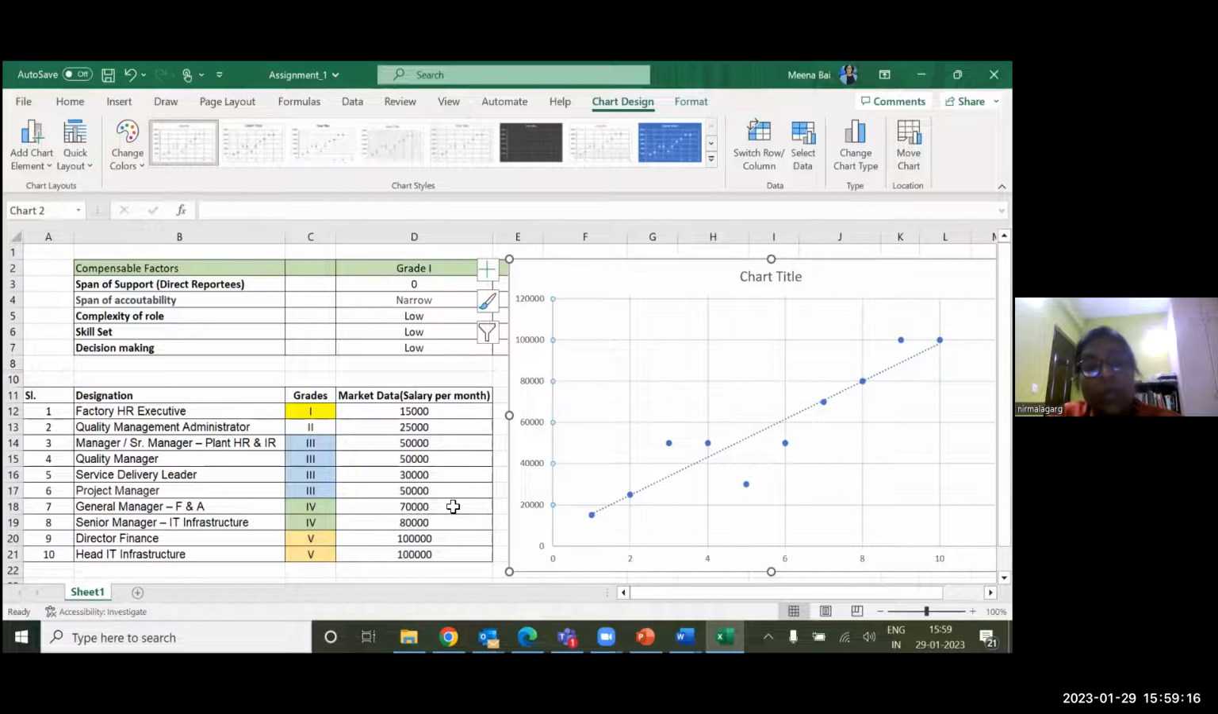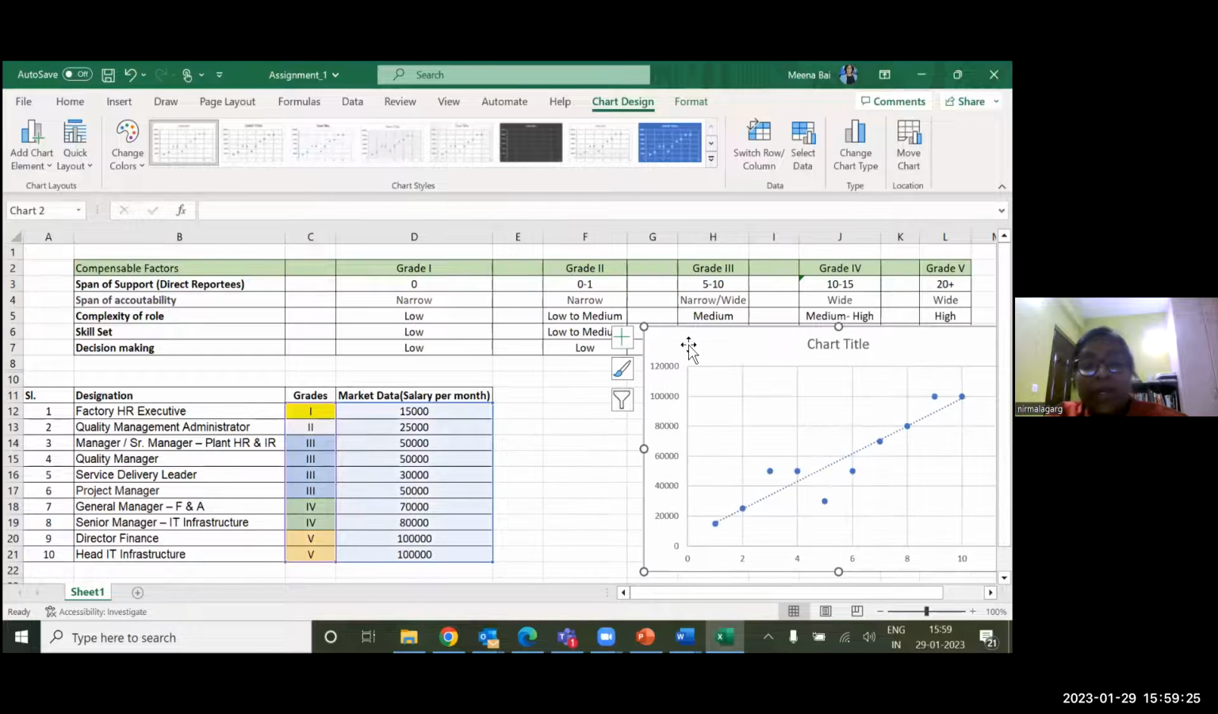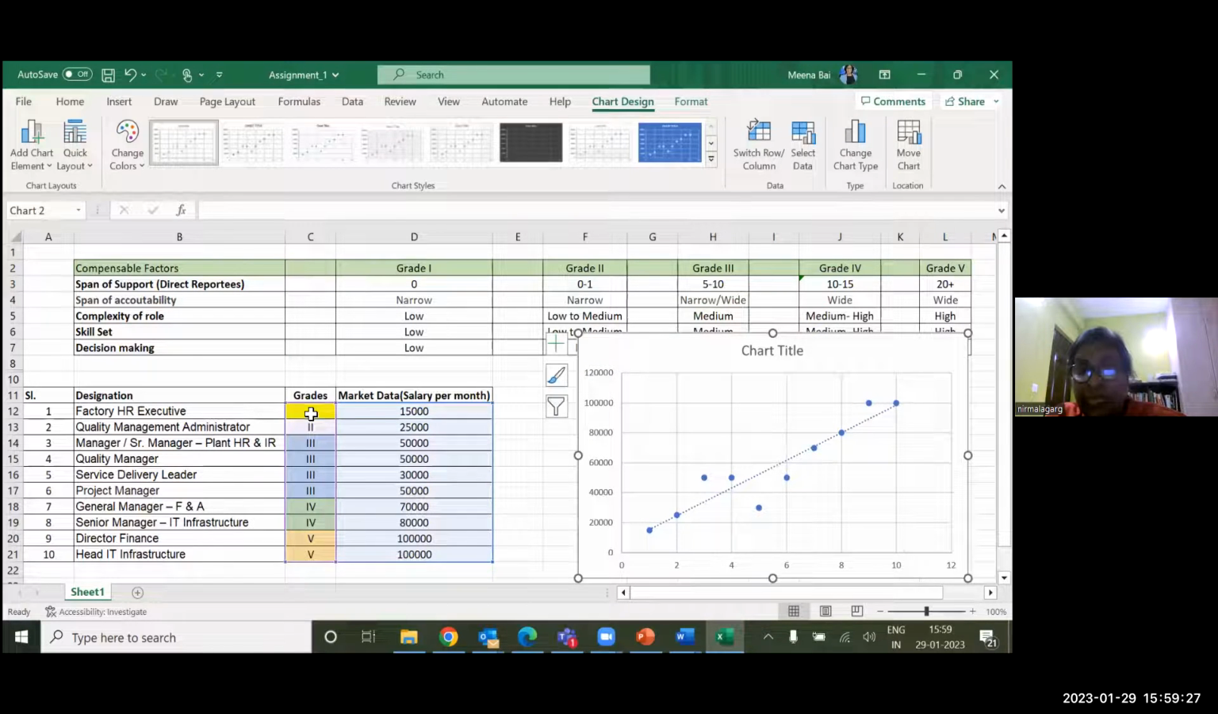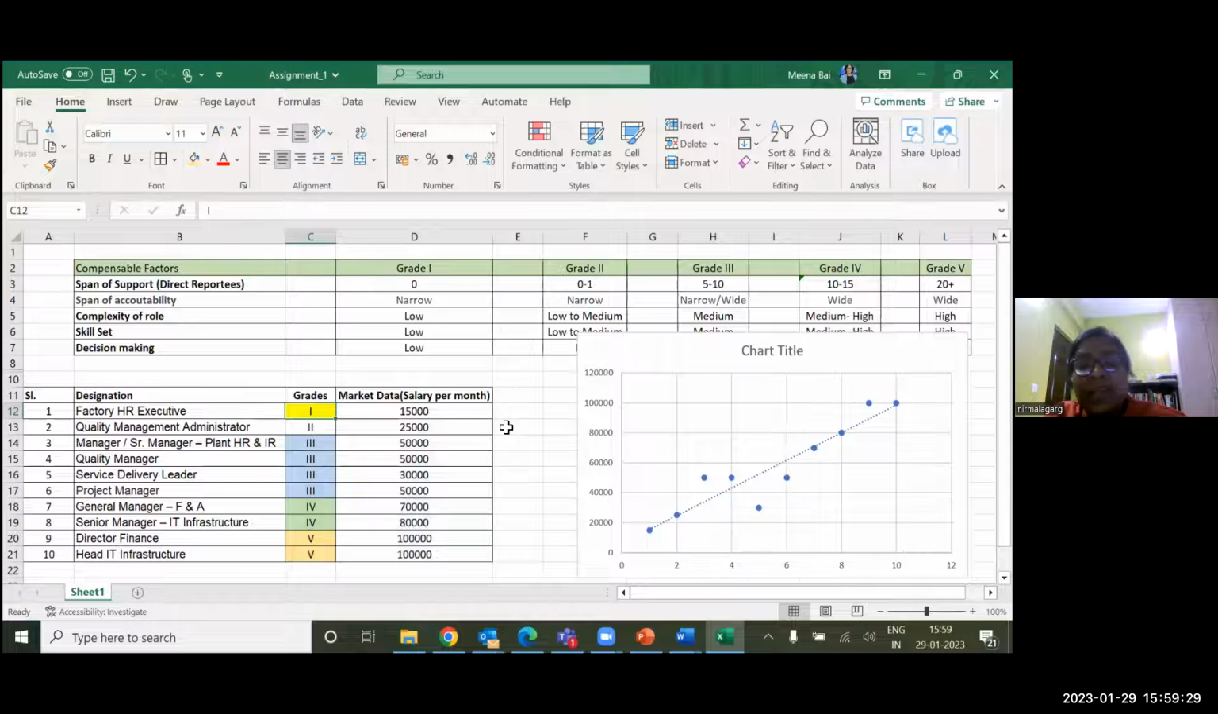The rest you can do. So three grades. You want to do a min and a max. How do you develop that min and max? In grade 1, you have only one position. So you will create grade 1.